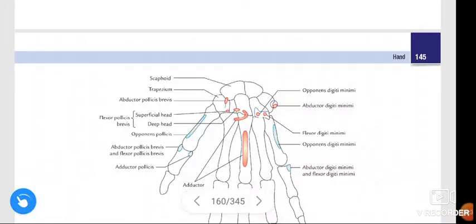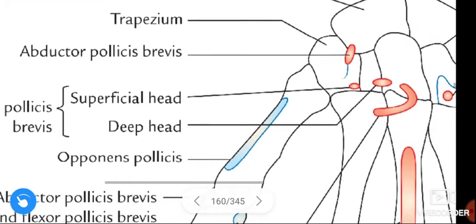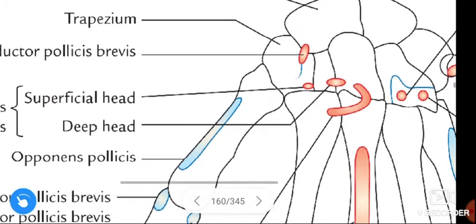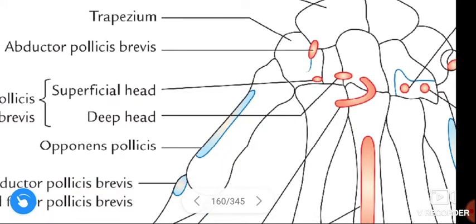See here, in this figure, this is the flexor pollicis brevis, and this flexor pollicis brevis has two heads, superficial head and deep head. Origin of the superficial head is from the distal part of the flexor retinaculum.